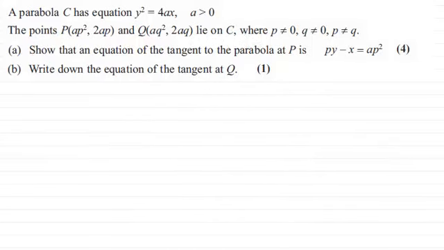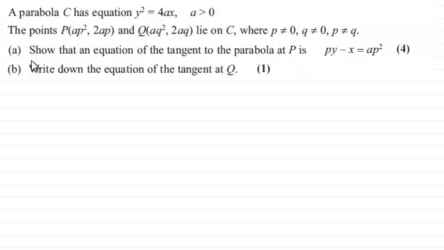Hi there. Now for this question, we're given that a parabola C has equation y squared equals 4ax, where a is greater than 0. And the point P with coordinates (ap squared, 2ap) and the point Q with coordinates (aq squared, 2aq) lie on C, where p doesn't equal 0 and q doesn't equal 0 and p doesn't equal q.